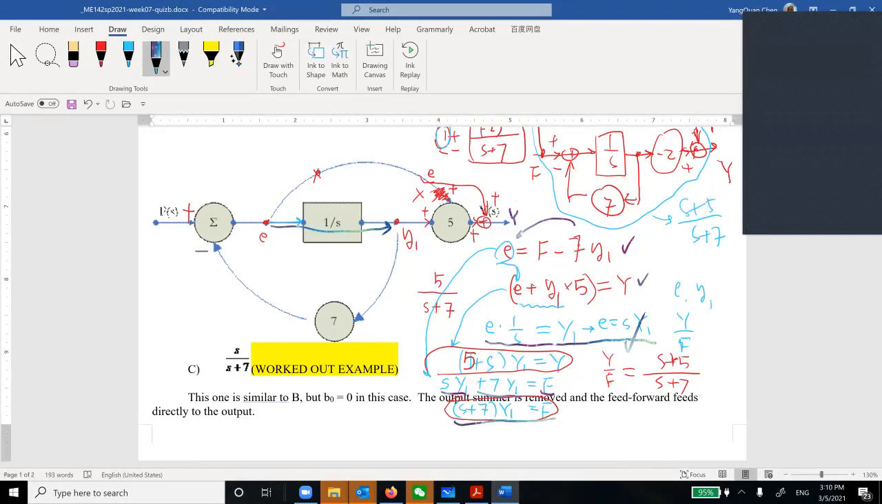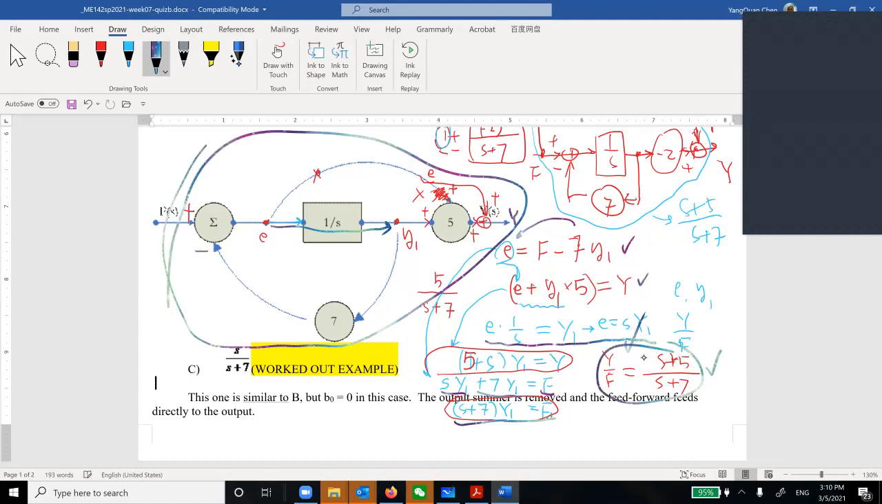So now you do Y divided by F. So you will have this one left. So we verified so far, we verified. This is a realization of this one, okay? This is a realization of this one. So it's kind of tedious.